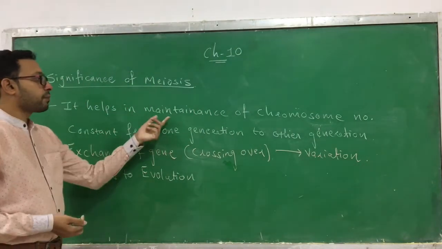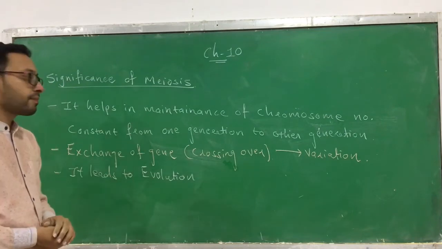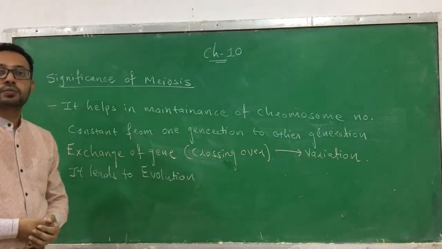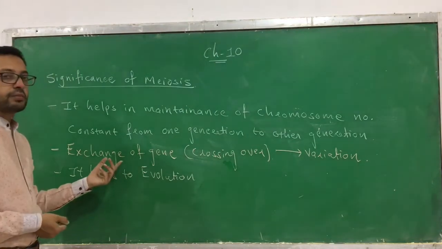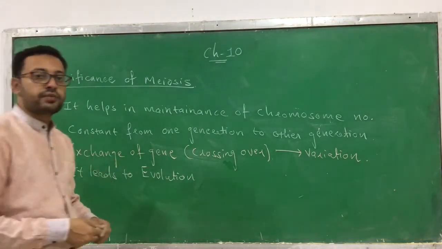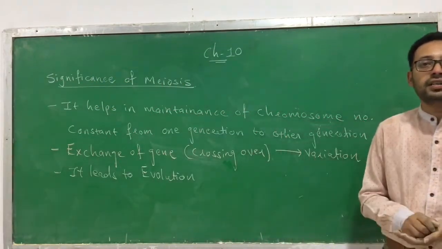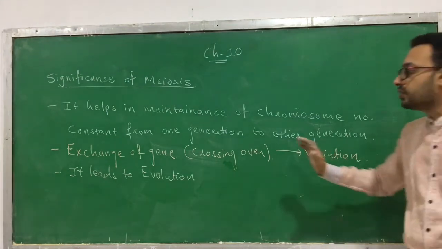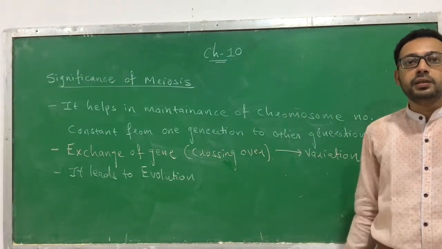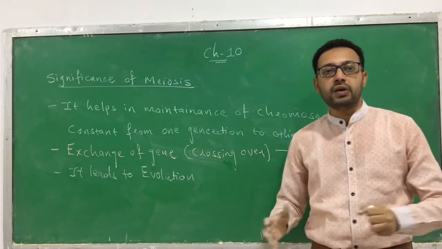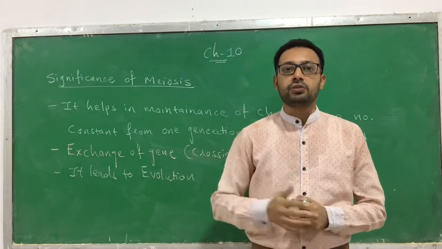First significance, it maintains the chromosome number the same over generations, because the number of chromosomes gets halved during meiosis, or in gamete formation. Second, here an exchange of genes takes place, and due to the exchange of genes, variation can occur, and this variation is good for the evolution process. So this is the significance of meiosis. That's all we have discussed regarding both kinds of cell division, mitosis and meiosis.